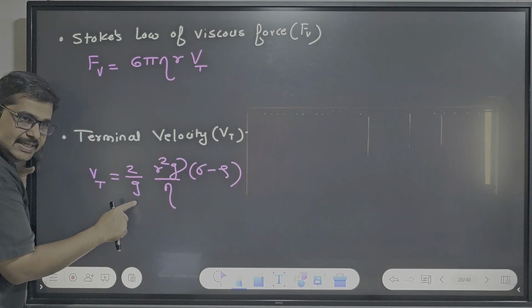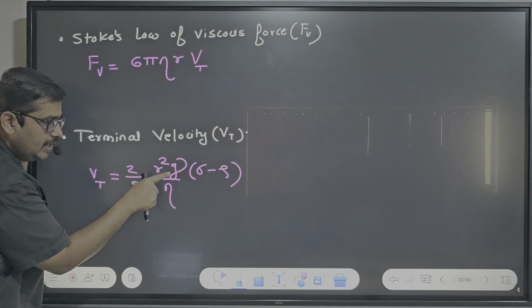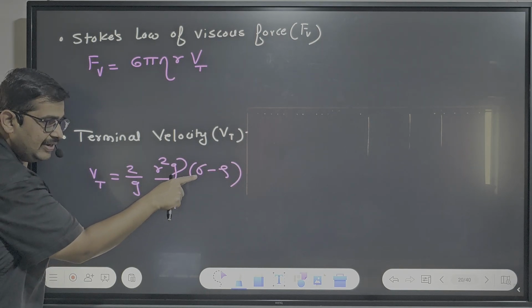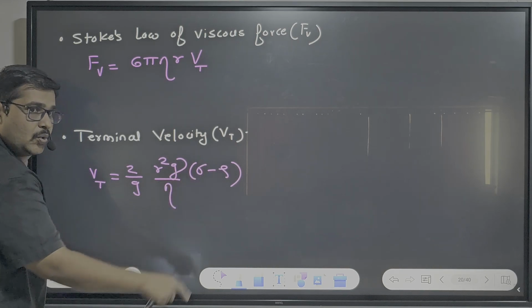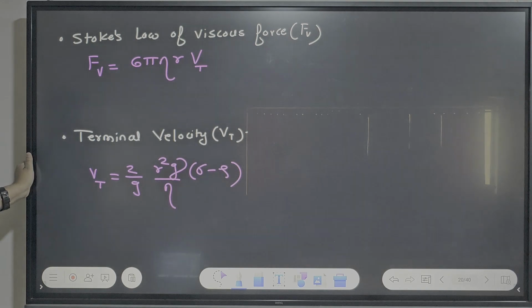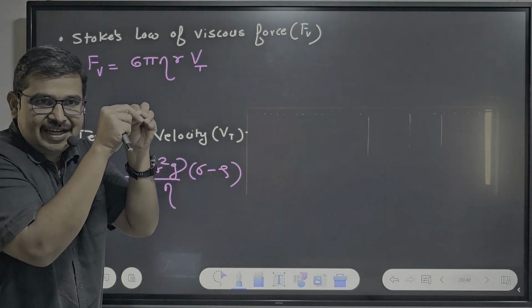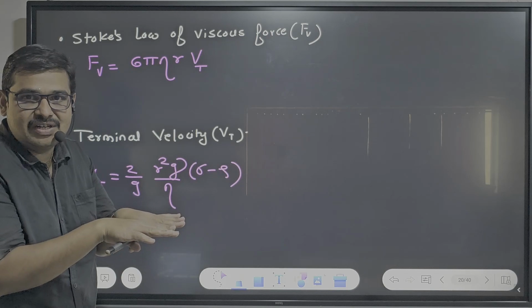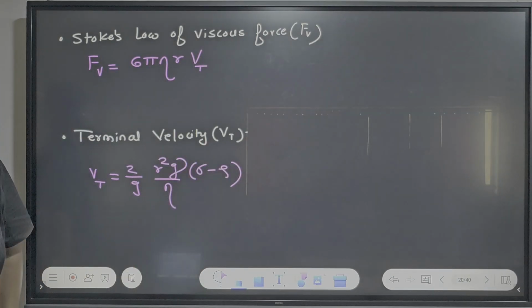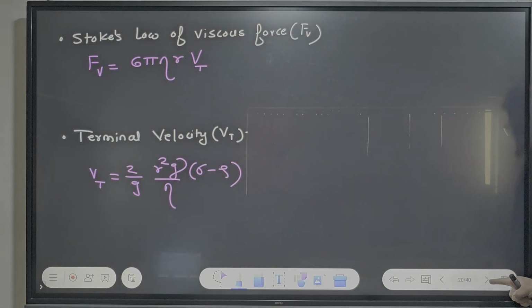Again 2 by 9 is there, eta is the coefficient of viscosity, r is the radius of the spherical body, g is the acceleration due to gravity, sigma is the density of the spherical body and rho is the density of the viscous medium. This is the formula to calculate the terminal velocity. After some time the body comes down with a certain constant velocity, which is called the terminal velocity. Okay, next one.